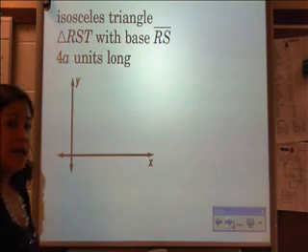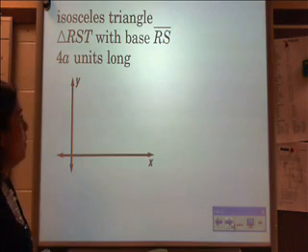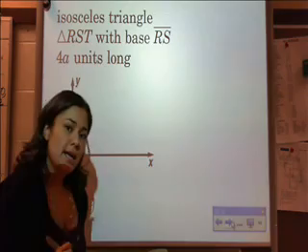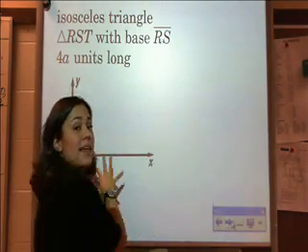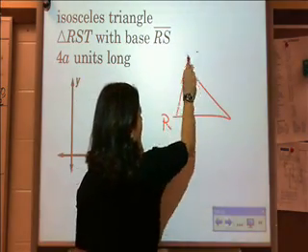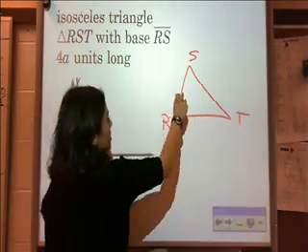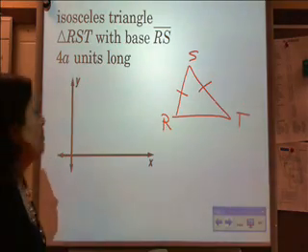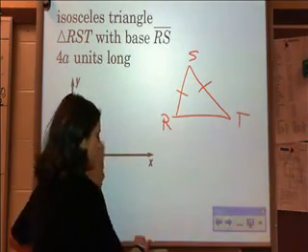Okay, this was from our last section we did. An isosceles triangle, RST, with base RS, 4A units long. So like I said, a good thing to do on these is to start by just sketching what it says and then placing it on the coordinate plane. So RST, it's an isosceles triangle, so I'm going to say these sides are the same. With base RS. This triangle does not have a base RS.